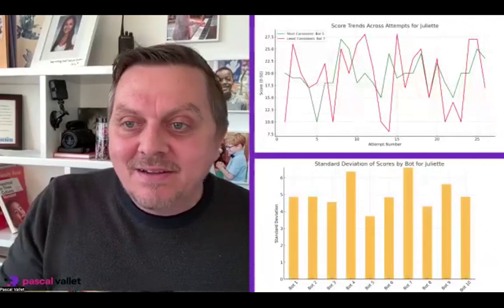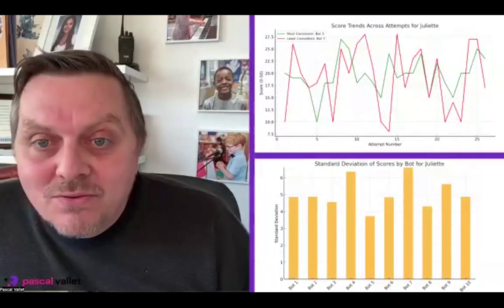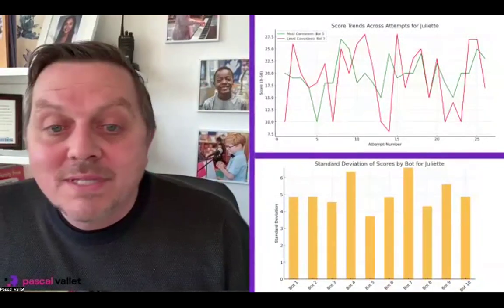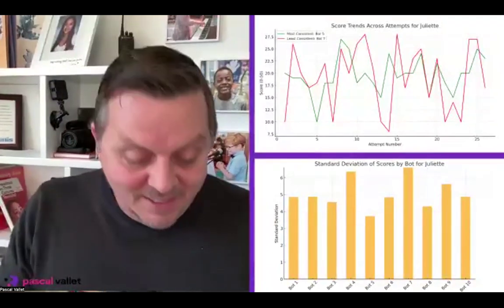Let's see now Juliette. Juliette goes from 8 to probably 28. So it's a 20-point gap here. It's quite a gigantic gap.